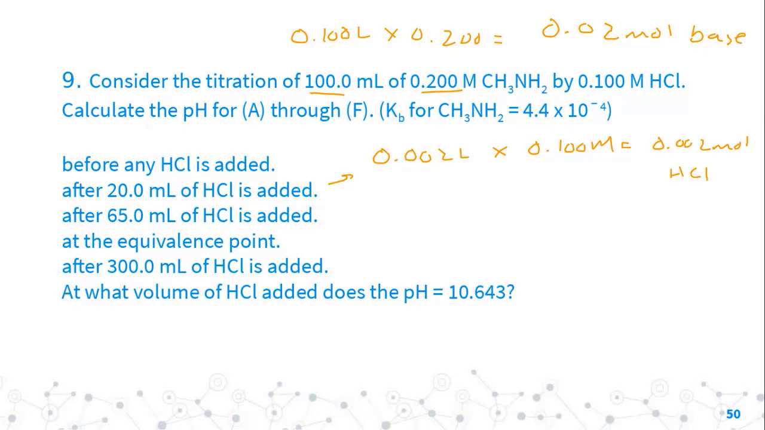All right, so when we combine these together, what is our limiting reagent? Limiting is going to be our acid, therefore we're going to go ahead and subtract. So we're going to have 0.018 moles of our base left. And then we're going to have created 0.002 moles of the conjugate acid.